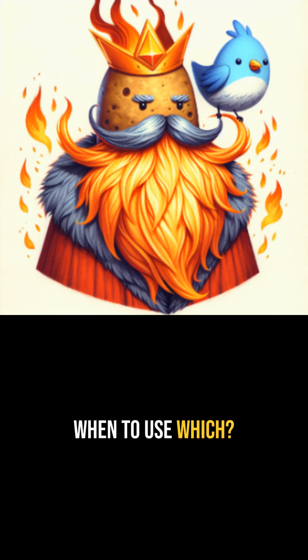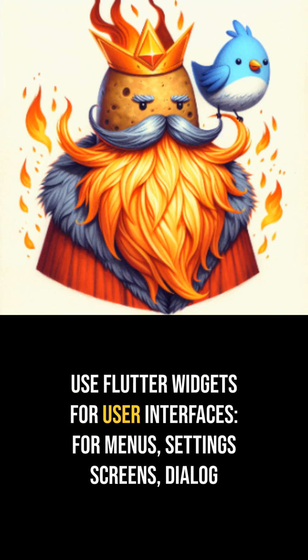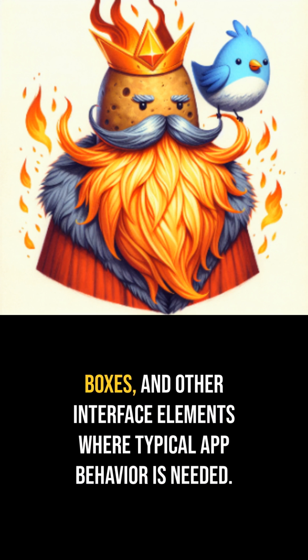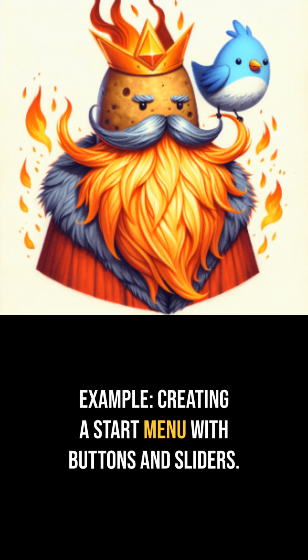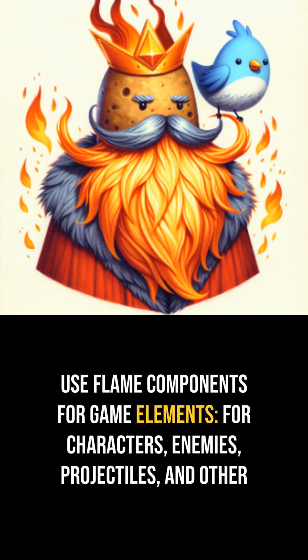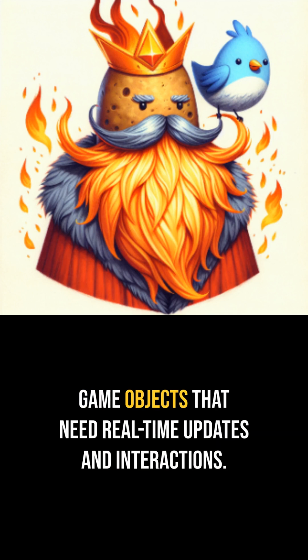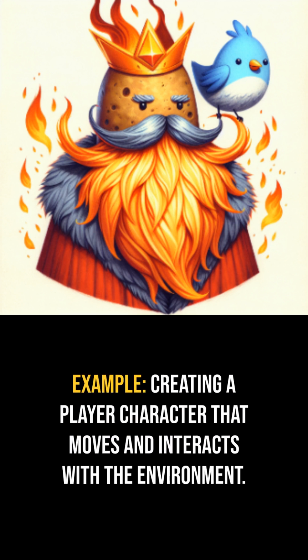When to use which? Use Flutter widgets for user interfaces, for menus, settings screens, dialog boxes, and other interface elements where typical app behavior is needed. Example, creating a start menu with buttons and sliders. Use Flame components for game elements, for characters, enemies, projectiles, and other game objects that need real-time updates and interactions. Example, creating a player character that moves and interacts with the environment.